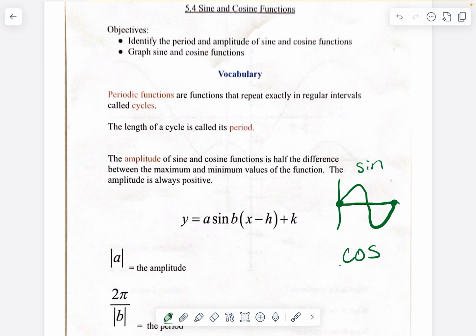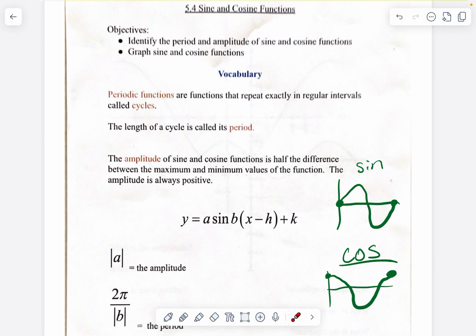Whereas cosine, if you were to flip your paper over and take a look at it, cosine would start at the top, go down, and then back up. And it would kind of look like this. Now cosine is we just followed those x values around our unit circle. Why we're going over the generic sine and cosine again is because we're going to be using these to help us graph sine and cosine.